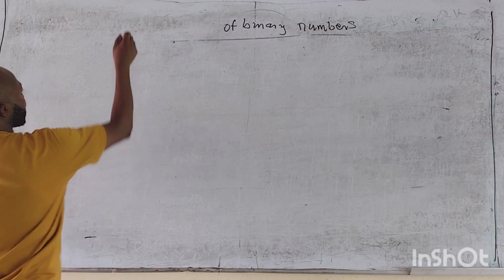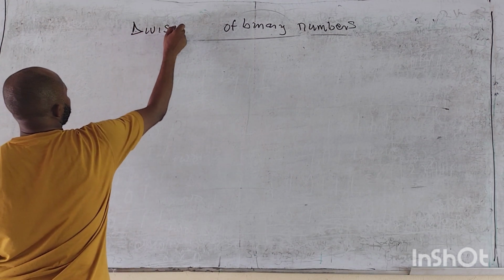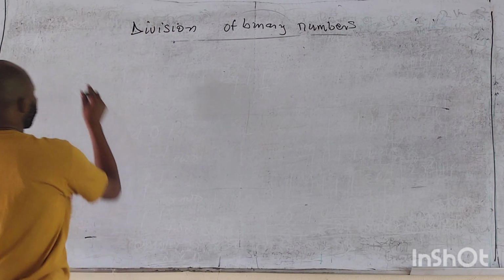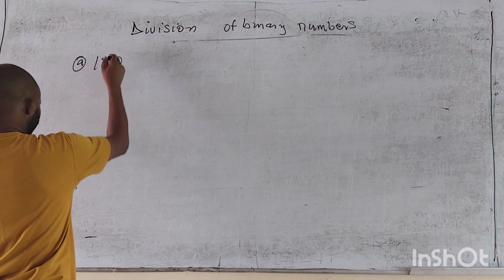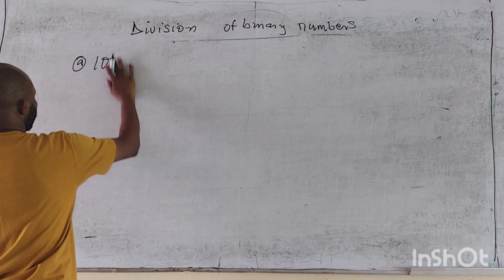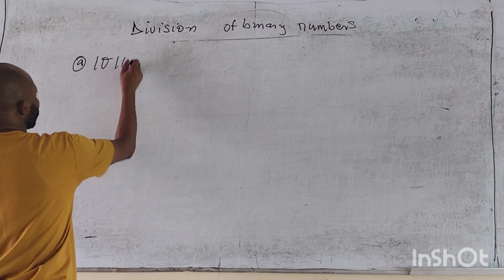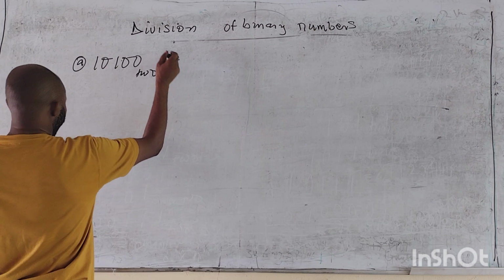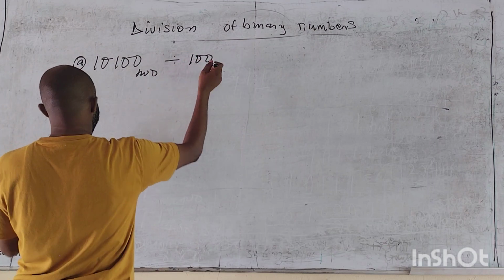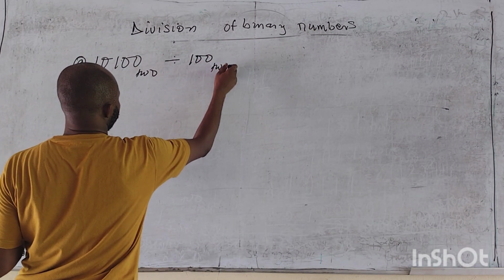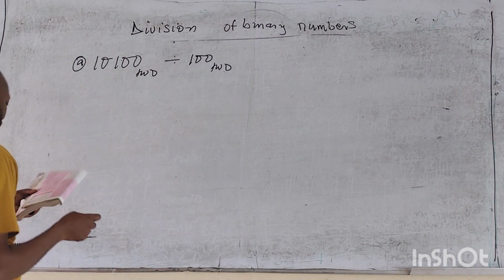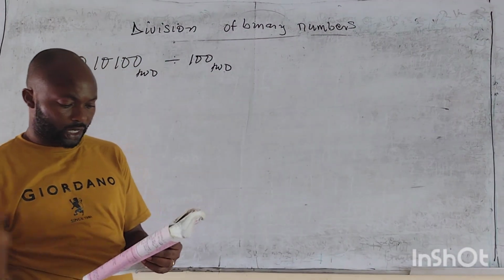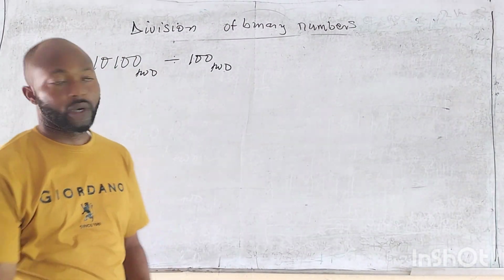Now division. Let's say 10100 in base 2 divide by 100 in base 2. Okay, let's see. I think that is the first one, A and B. We'll deal with the other one.